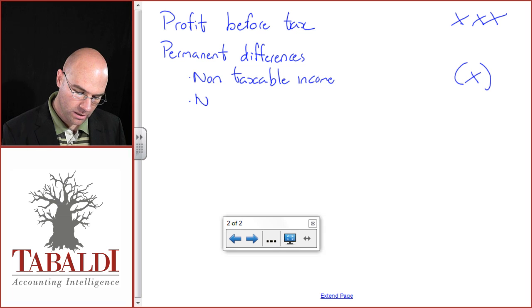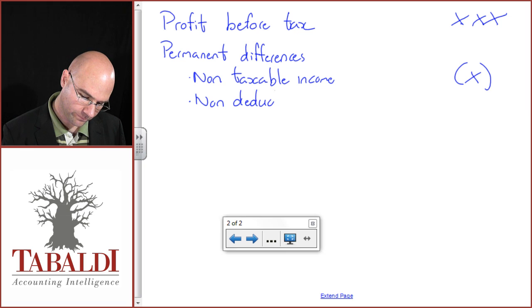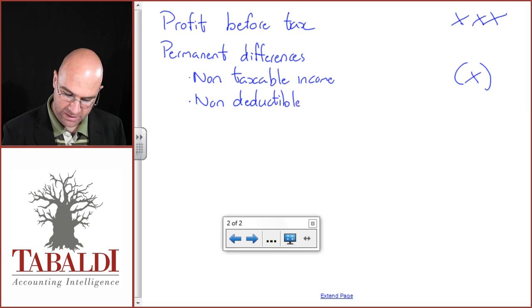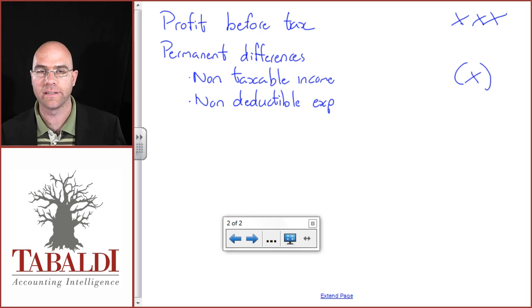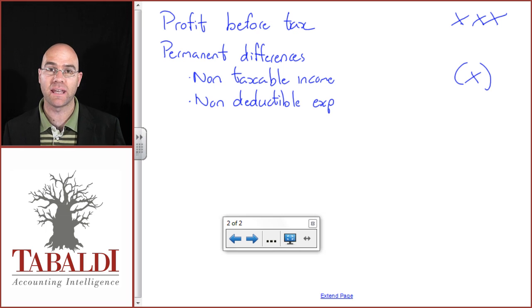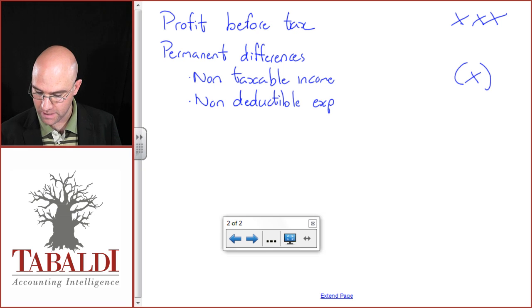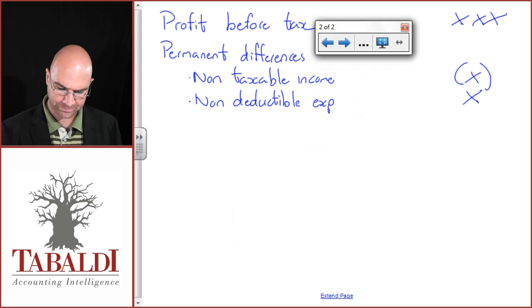The next one is my non-deductible expenses. Now, non-deductible expenses will be things such as some donations are not deductible, fines on late payment of money to the tax authorities. Also here, if you have depreciation for accounting purposes on an admin building, but that admin building never gets a tax allowance, then that would also be a permanent type difference, a non-deductible expense. How do I reverse that? I add it back to profit before tax.